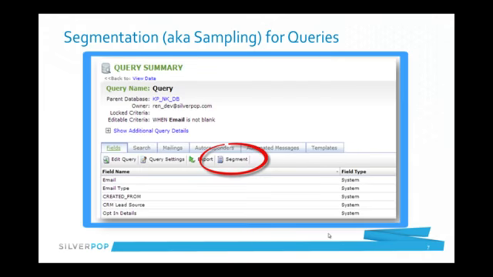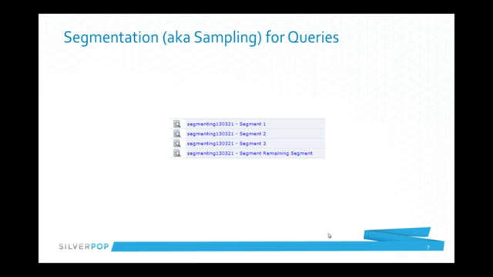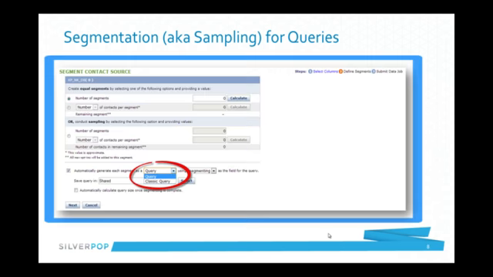Now you can leverage segmentation for queries too, and have them automatically generate queries that reference the resulting segments. For example, if you segment 3 groups, it generates 4 queries, 1 for each segment and 1 for the remainder segment. As an extra bonus, you can also run segmentation against databases and choose whether to have a classic query or a query automatically generated for each resulting segment during step 2 of the process.